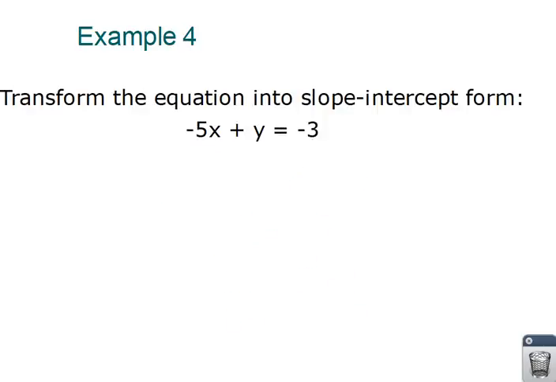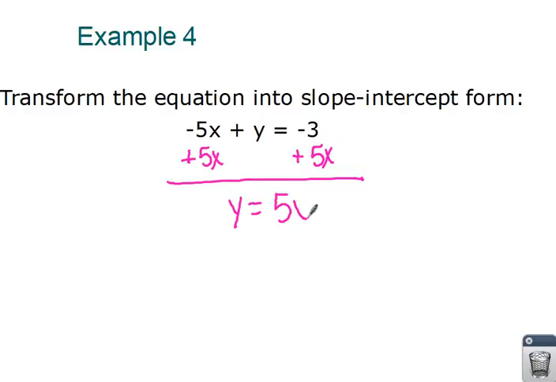All right, same thing with this one. I need y by itself. This one looks a little bit easier. I'm going to move my 5x to the other side. And all I have left on the left side is y. And on the right side, I have 5x minus 3. Totally graphable equation.